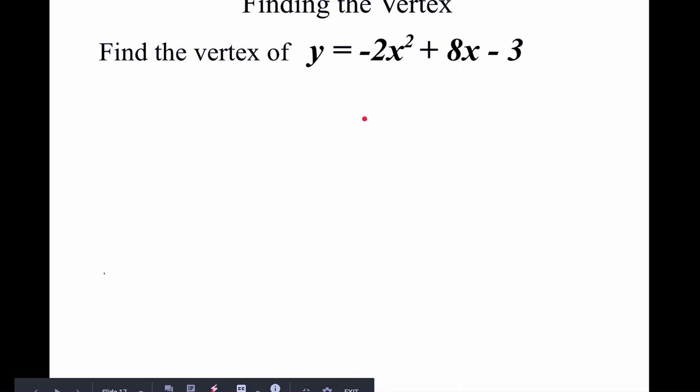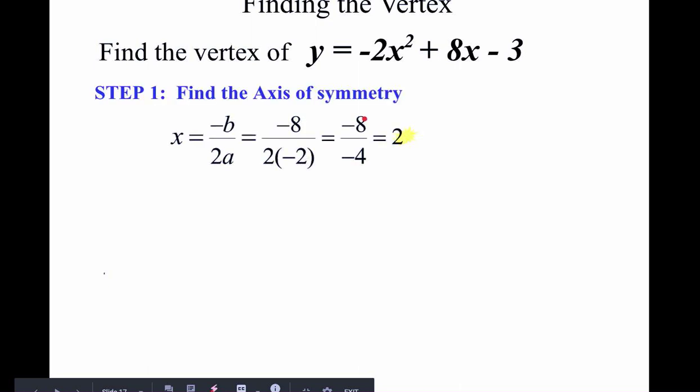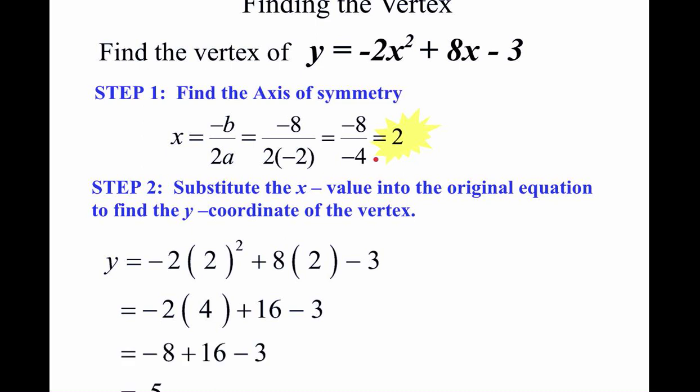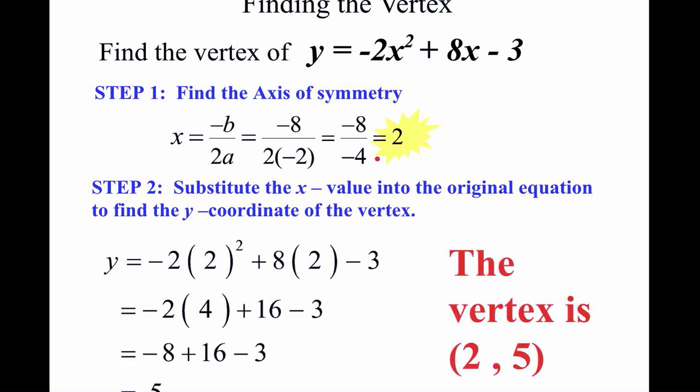To find the other part, the y value, you take that 2 and you plug it in for all the x values in your original equation. So here I rewrote the equation without the x, and I'm going to plug in my value of 2 and simplify, and you can see that it's 5. So the vertex is your x value, axis of symmetry, and after plugging it in, you'll see that it's a 5. So (2, 5) is your vertex.